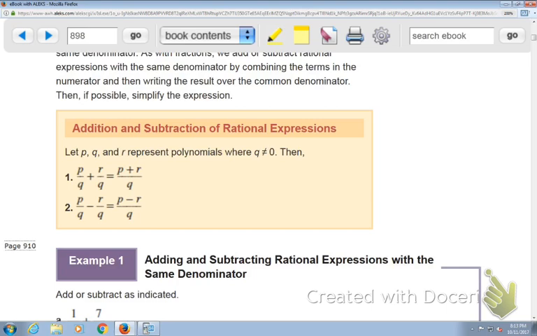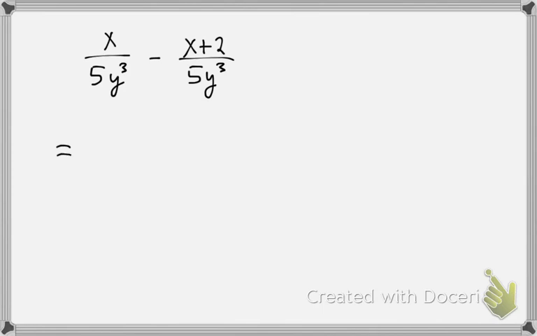So let's say, for example, that I gave you x over 5y cubed minus x plus 2 over 5y cubed. So I'm subtracting rationals, right? Do I have a common denominator? Yeah, 5y cubed. So all the action goes to the top. So we simply write x minus x plus 2.